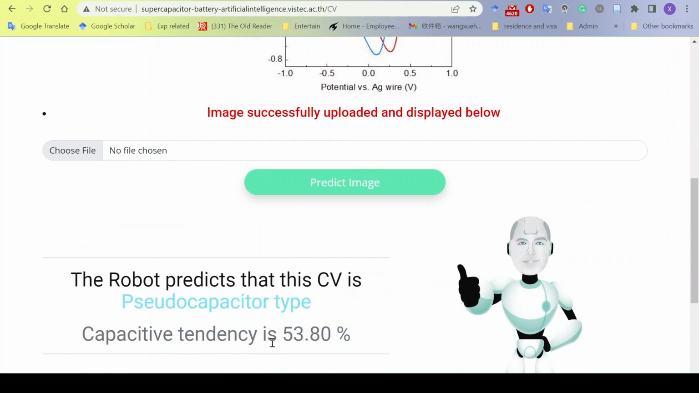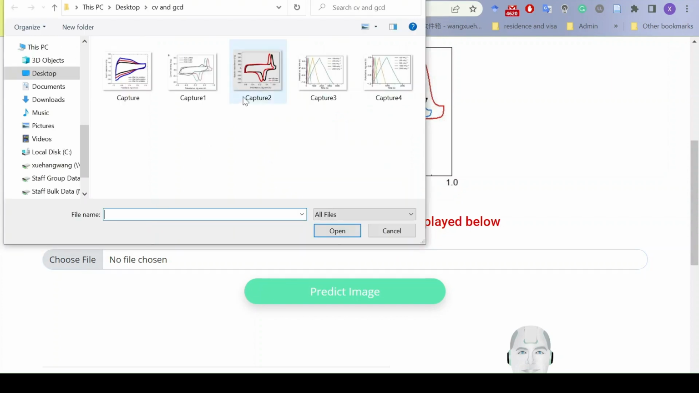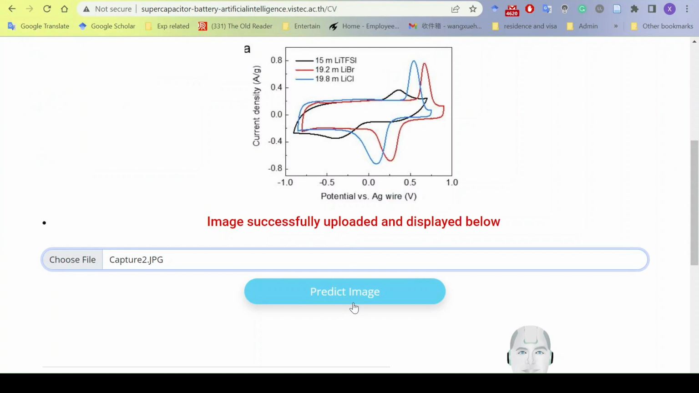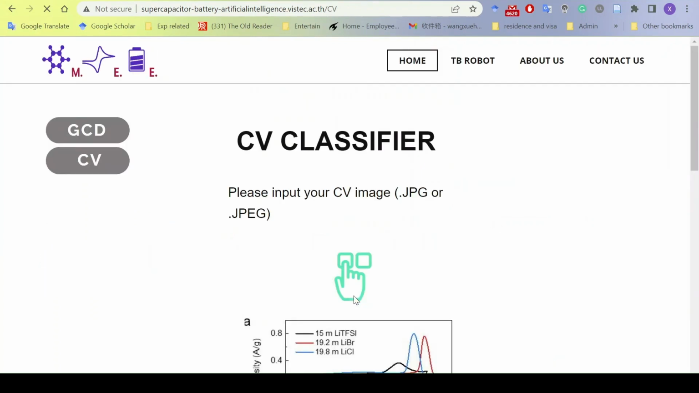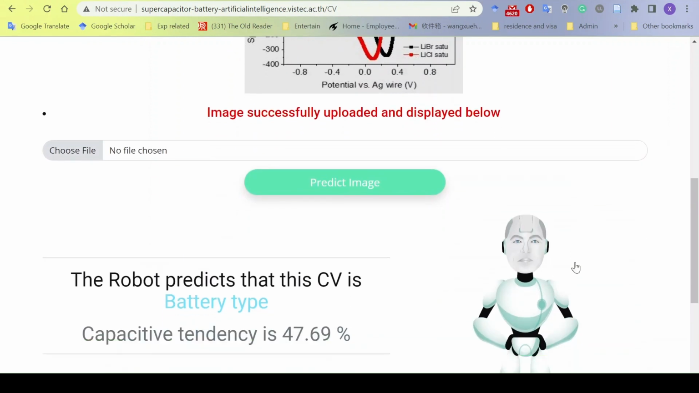Okay, actually it is more confident compared to the previous figure and suggests that this is a pseudocapacitor, which really surprised me. Let's see if it is because I included too many CVs here. I will choose another figure that shows similar things. Yes, this figure is clearer, with two separate peaks on the cathodic and anodic scan. Let's see what it says. Okay, then the prediction becomes battery type.